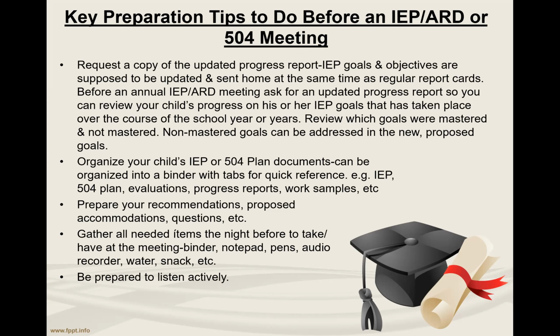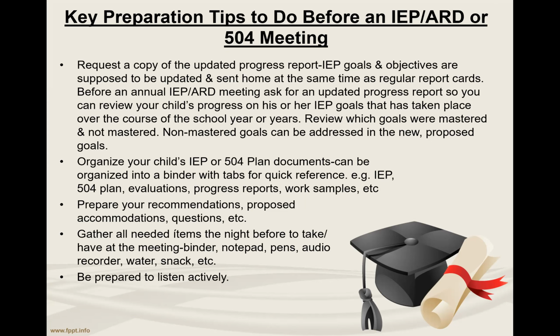So now we talked about preparing for your child's meeting. You're reviewing their current documents. If your child has an IEP, you're getting a copy of proposed goals. You're getting an updated copy of progress reports. If you can, get a draft copy of the present levels and a draft copy of accommodations. And you're reading all that and getting prepared, and you're making your recommendations for proposed accommodations, goals, and any questions you have.